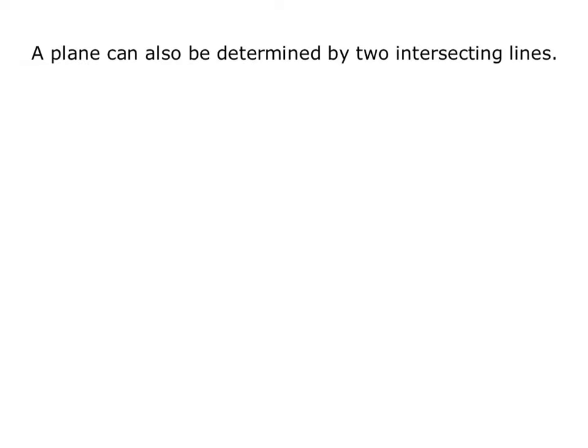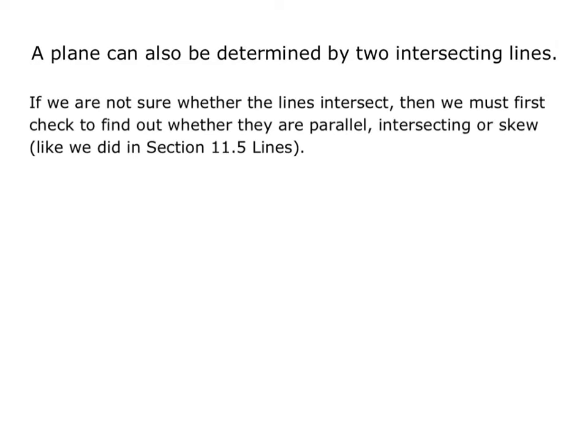Now, we just did an example where the plane was determined by 3 points. A plane can also be determined by 2 intersecting lines. If we're not sure whether the lines intersect, then we must first check to find out whether they're parallel, intersecting, or skew, like we did in section 11.5 on lines. You would have to go through that process if you're not sure.